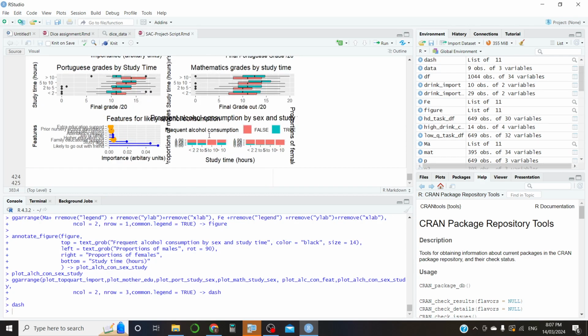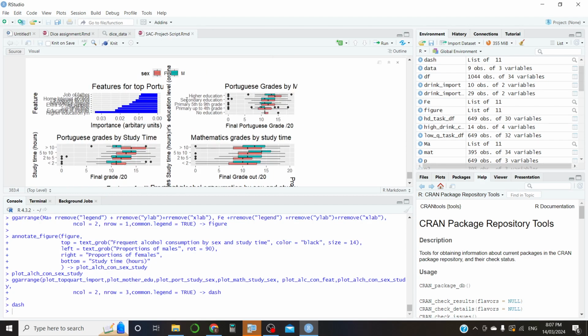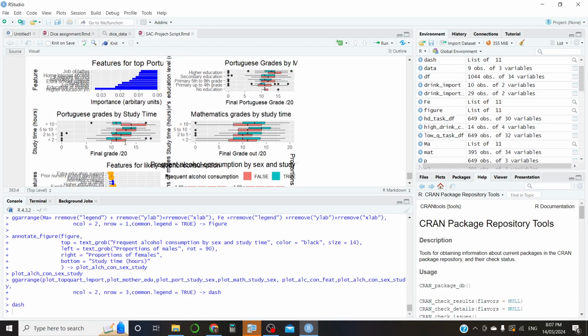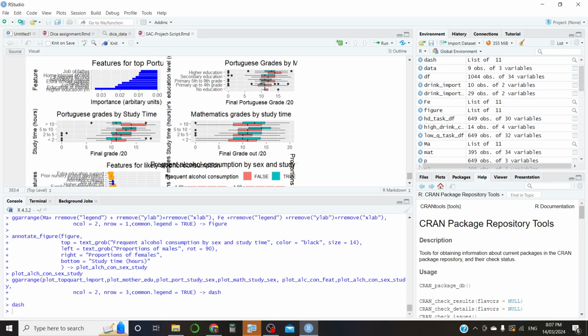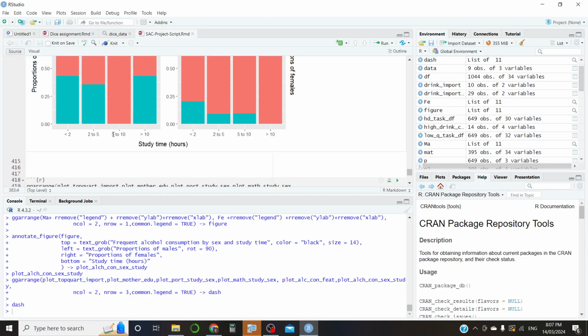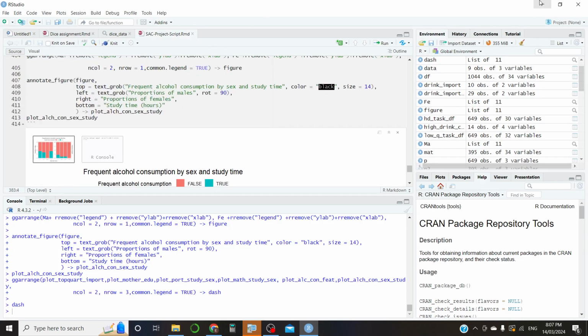All right, and don't worry about this one. That was a failed attempt at trying to design R to make me a nice dashboard, and I thought, nah, I'll just copy paste stuff and make it work myself. So that was my script for R Studio.